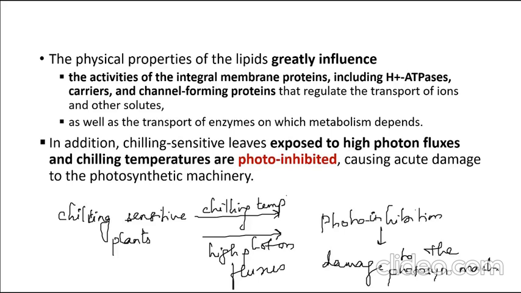So what we studied is that H plus ATPase is a transport protein which is hindered in response to chilling stress. Also, when chilling sensitive plants are exposed to chilling temperature, which is around 10 to 15 degrees centigrade, and to high photon fluxes, they show photoinhibition, and photoinhibition leads to damage to the photosynthetic machinery.